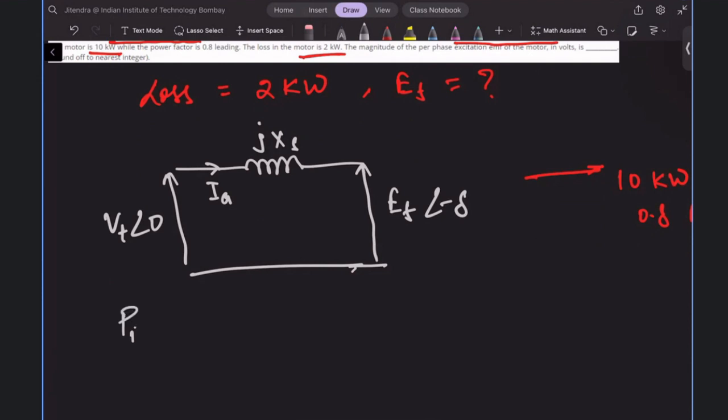So input power is equal to Vt at angle 0, Ia, whatever be the angle phi, right? And yeah, three times you have to do.